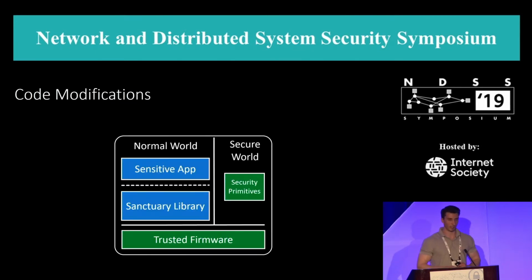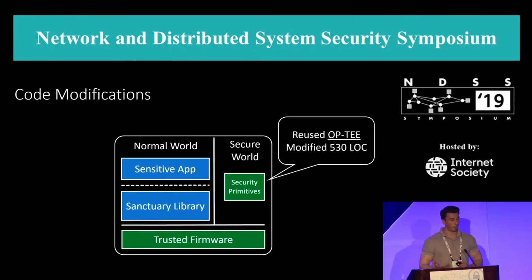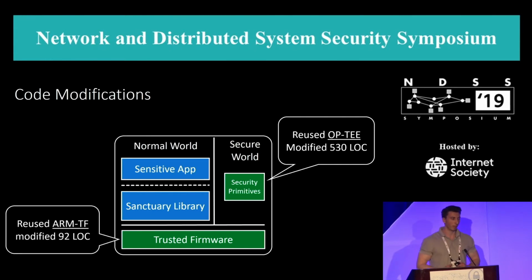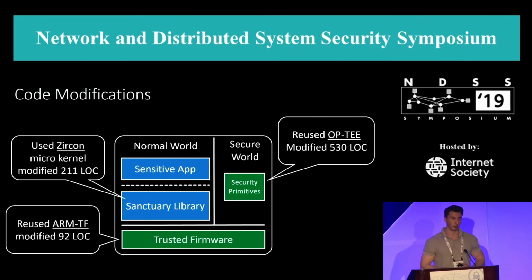So the last part I would talk about are the code modifications. Because, as I said, we want to reuse existing code and not replace it. Now, as the security primitives, we actually reused OP-TEE, which is an open source TEE. And we modified around 530 lines of code. For the ARM Trusted Firmware, we reused the Arm Trusted Firmware provided by ARM, the reference implementation, where we had to change 92 lines of code. And for the Sanctuary library, we used the Zircon microkernel, which gives us a fully fledged user space, and we modified 211 lines of code.